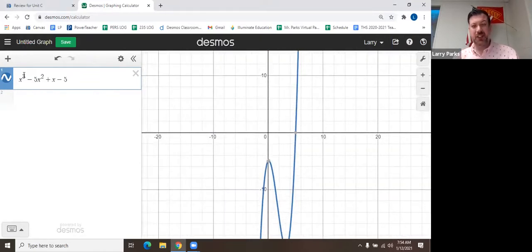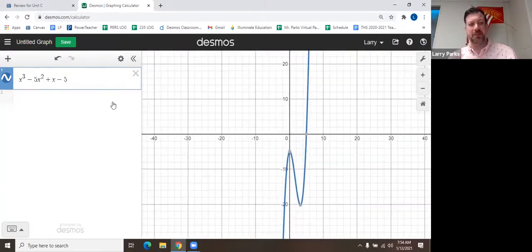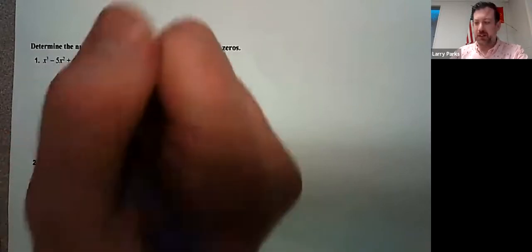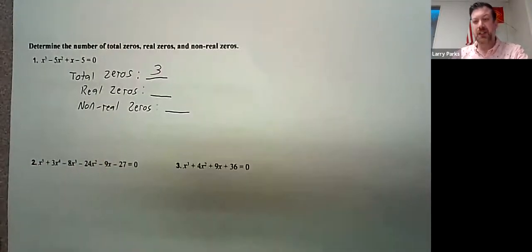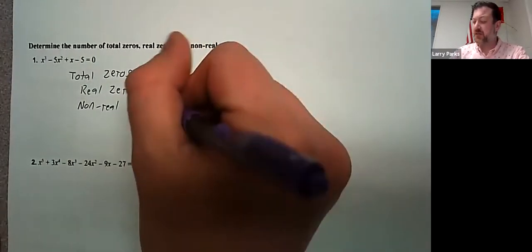Okay, so it's to the third power, so it's going to have 3 total solutions. Here's my real one, so I have 1 real, and notice it never crosses again. So by the fundamental theorem of algebra, you must have 3 solutions. This one has 1 real and 2 imaginary. So on my paper, I would say third power, 3 total. There was only 1 x-intercept. That leaves non-real of 2.